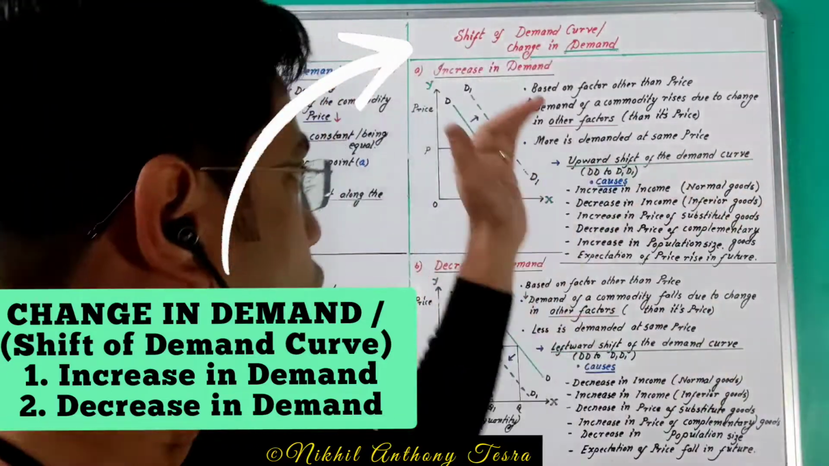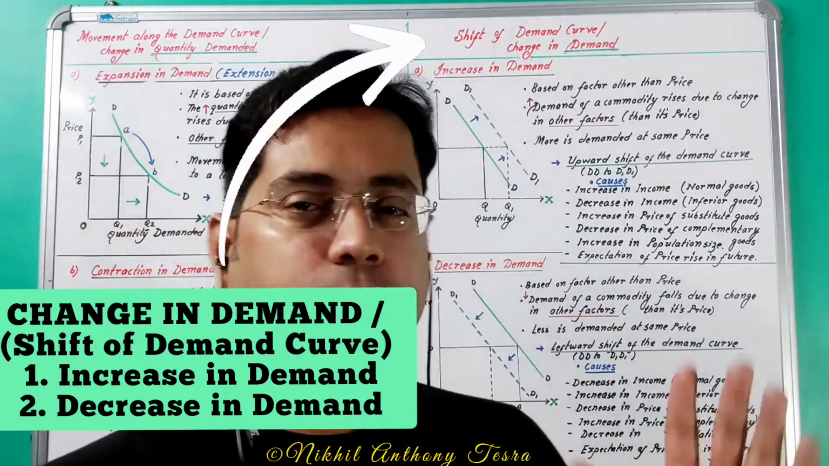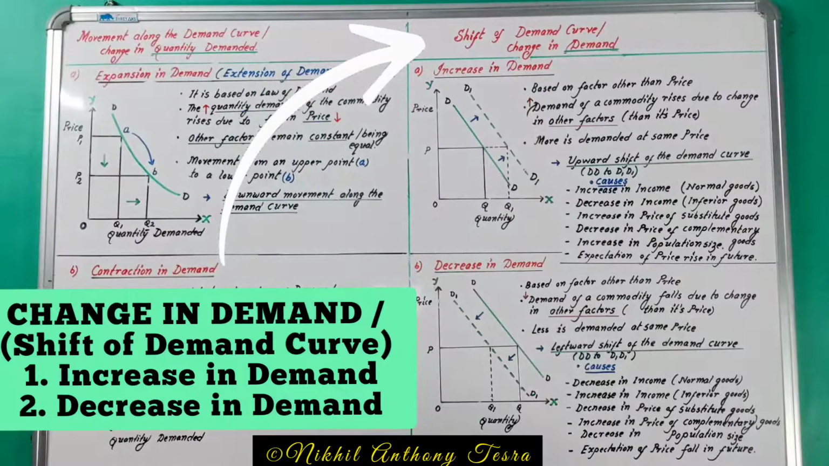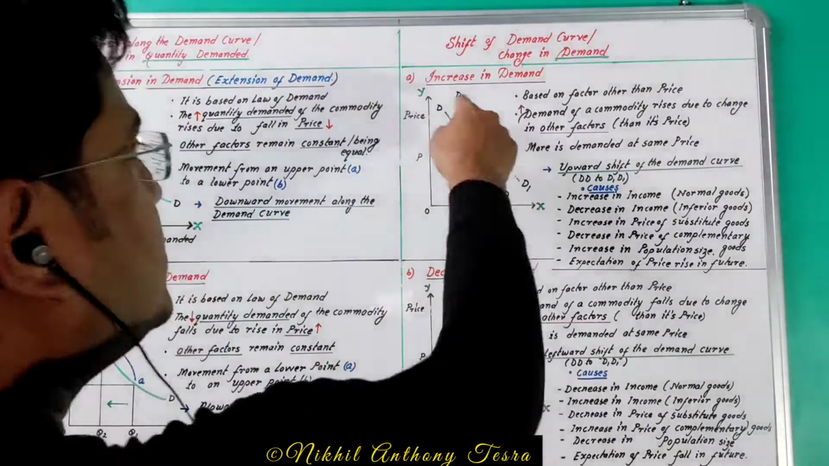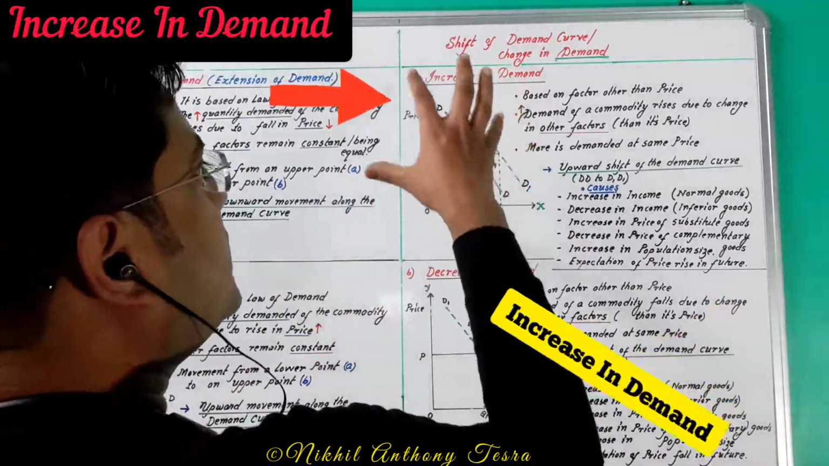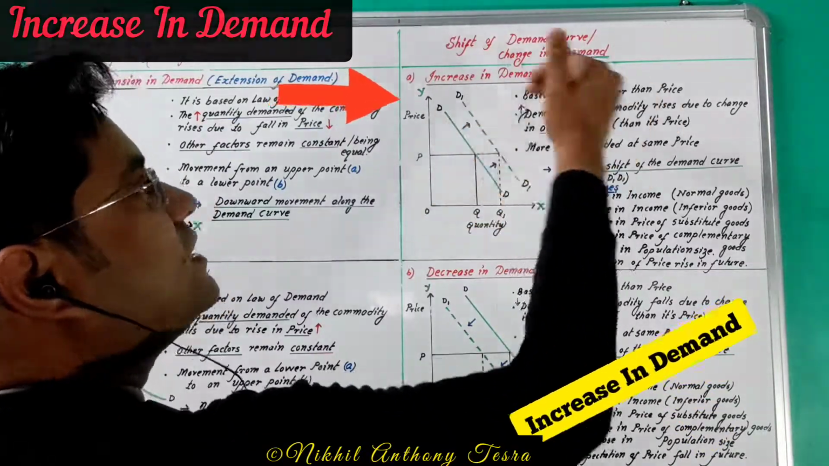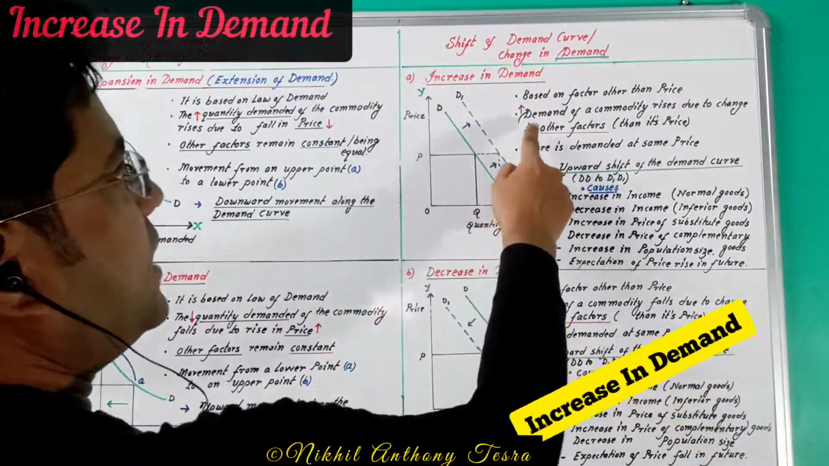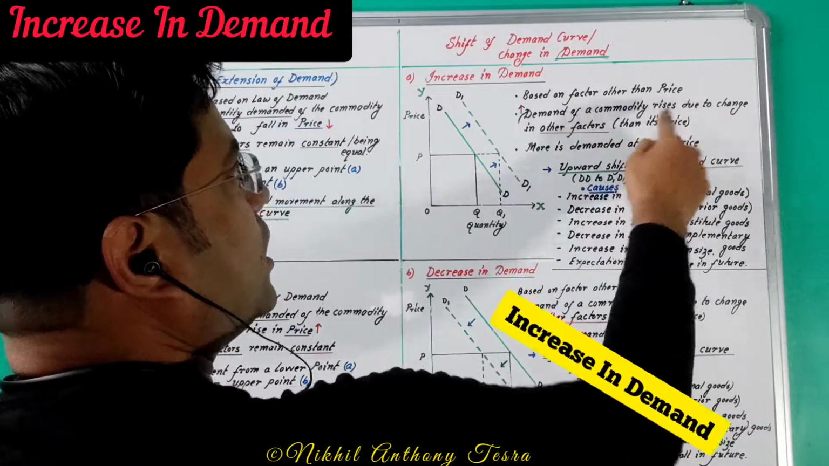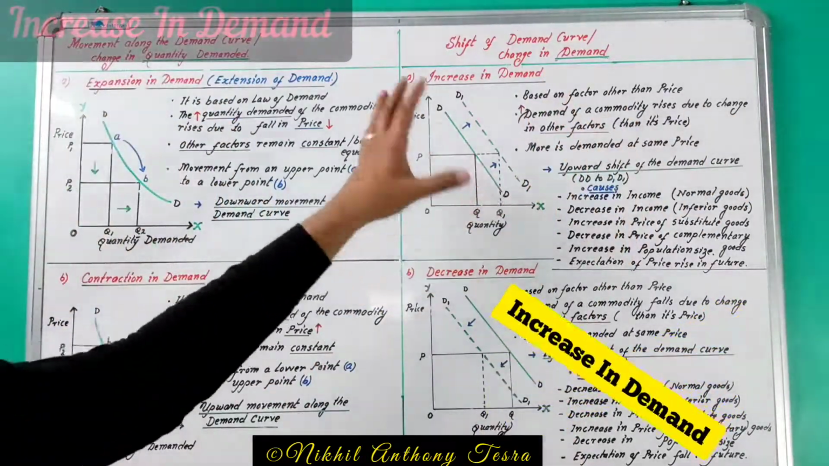Okay friends, this is also further divided into two. Number one, increase in demand. Number two, decrease in demand. Okay friends, now increase in demand. This is based on factors other than price. In this particular case, demand of a commodity rises due to changes in factors other than its price.